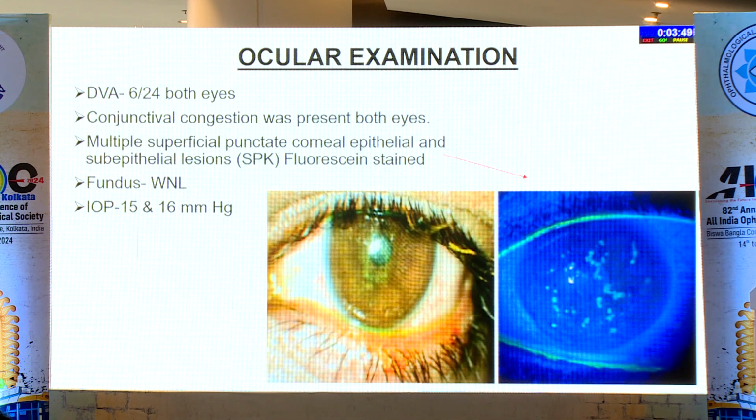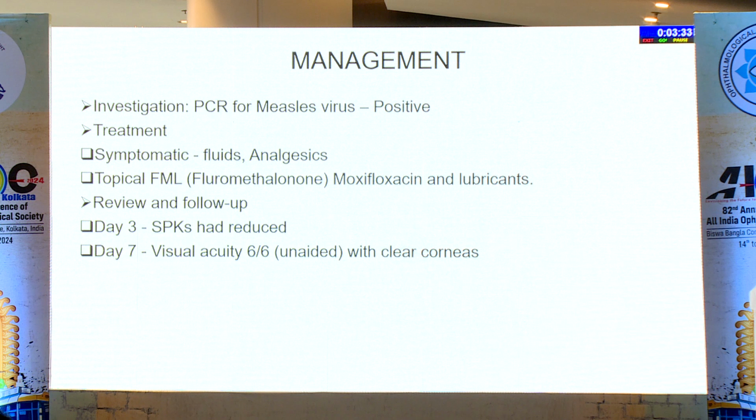Ocular examination revealed a visual acuity of 6/24 in both eyes, and there was conjunctival congestion. There were multiple superficial punctate corneal epithelial and subepithelial lesions which were fluorescein stain positive. Fundus was essentially normal. The IOP was 15 and 16.